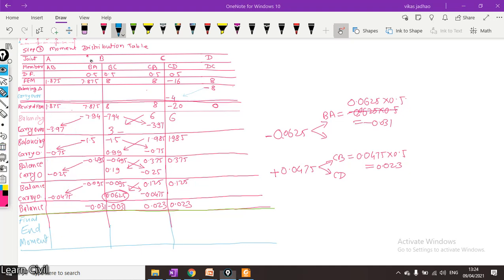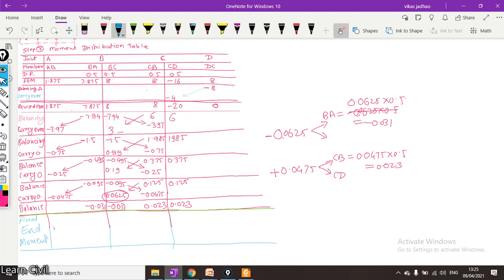Then for calculating the final end moment for BA, we have to add from this revised fixed end moment to this. We have to add some here. We'll be getting the final end moment for BA. Similarly for BC, again we will have to add all these moments from this revised fixed end moment. So these final end moments will be for AB.